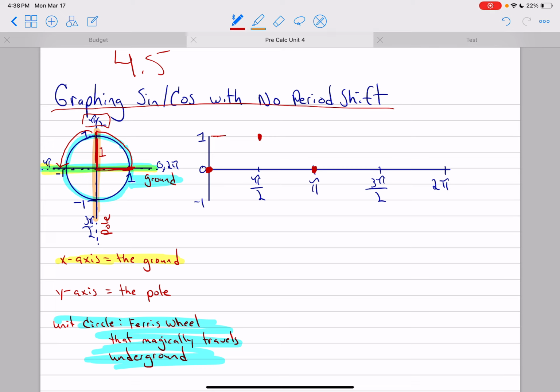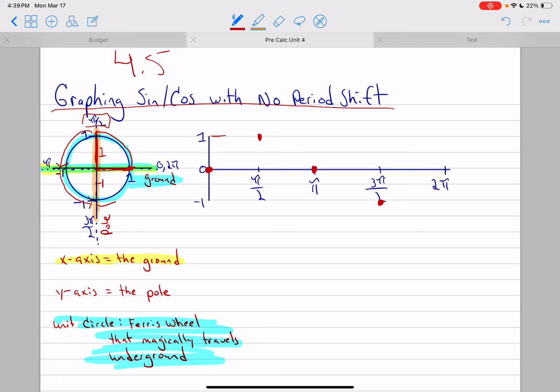Now I'm going to keep rotating on this magical Ferris wheel, and I get to my next angle right here, which is at 3 pi over 2. Well, where am I? You should be like, oh, crap. I am underground. I am at -1. I'm underground, so I'm right here.